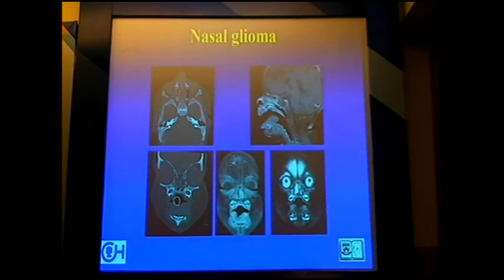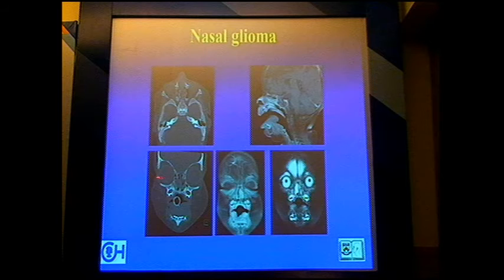This is an example of an individual with a nasal glioma. You can see on the MRI it's right here, and on the CT it's over on the side. When we did the incision, we could get right to that lateral nasal wall and excise it nicely, and it's not recurring.